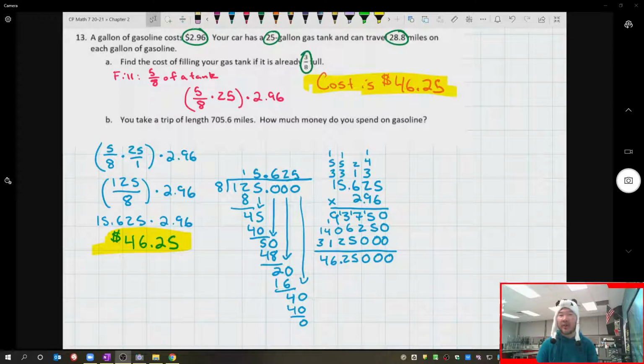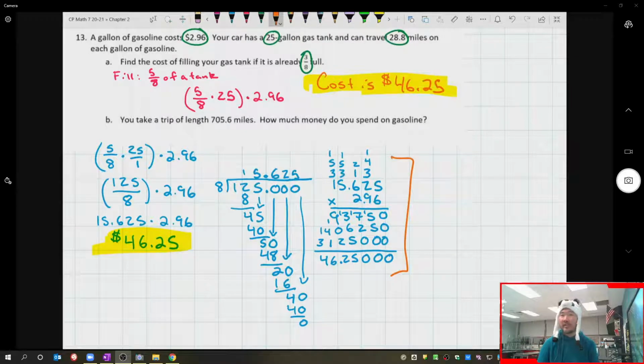If you notice on mine, I used order of operations to do the fraction math first. Then I converted 125/8 to a decimal, which is 15.625. I converted it by dividing it out. Then I multiplied by 2.96, and that's a really lengthy multiplication of decimals.